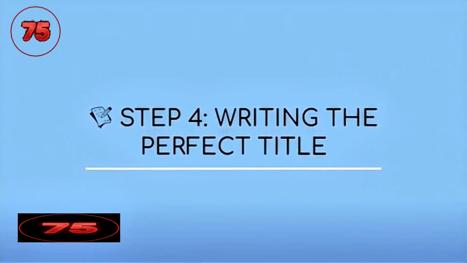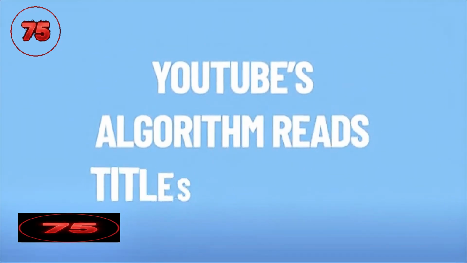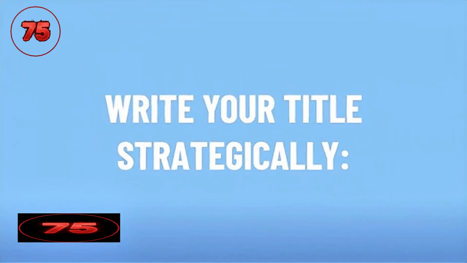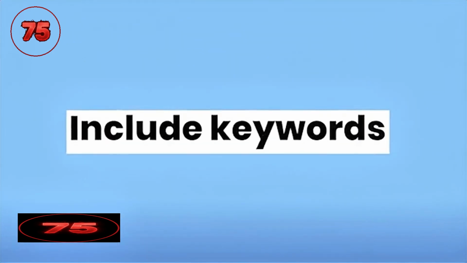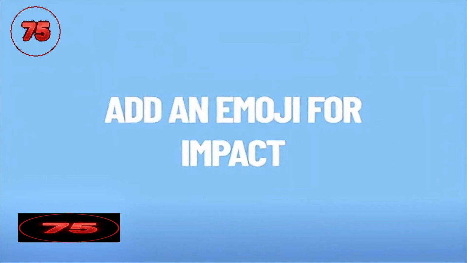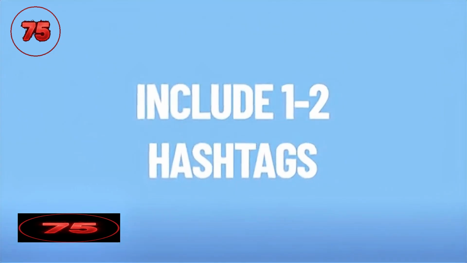Step 4. Writing the perfect title. YouTube's algorithm reads titles carefully, even if viewers don't. So write your title strategically. Include keywords. Add one emoji to make it more eye-catching. Optionally, include a hashtag, 1 to 2 only.